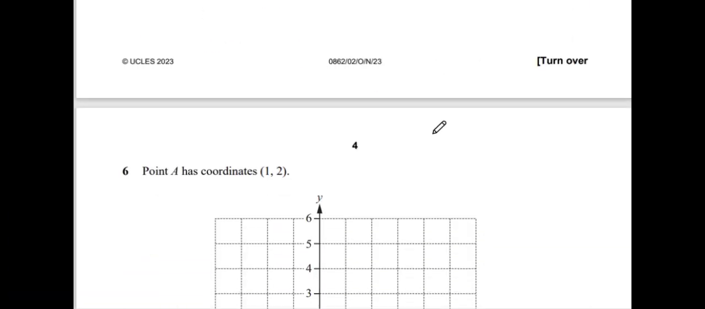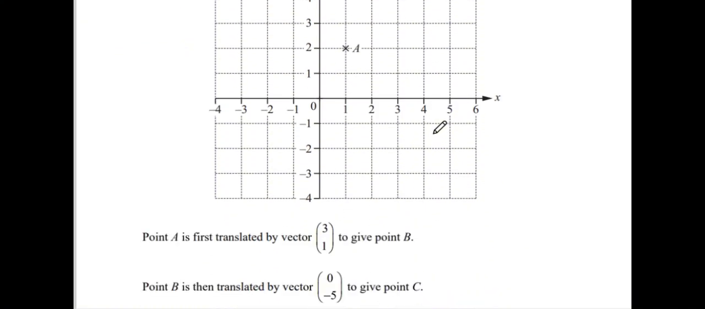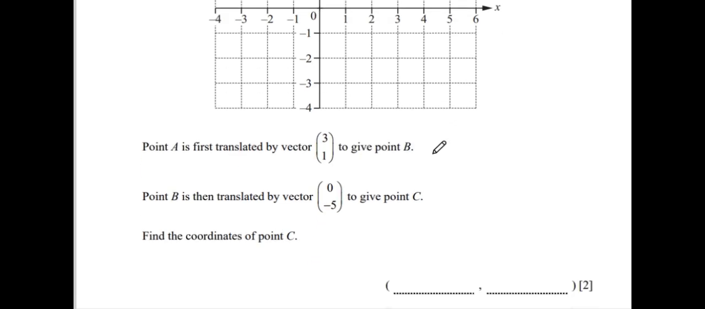Okay, moving on to the next question. Point A has a coordinate 1 and 2. Okay, we can see that. Then they say that point A is first translated by a vector 3 and 1. So when we say translation by a vector 3 and 1, it simply means that it moves from the positive x-axis 3 steps and positive y-axis 1 step.